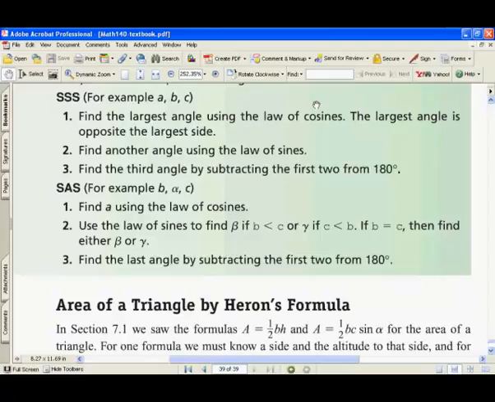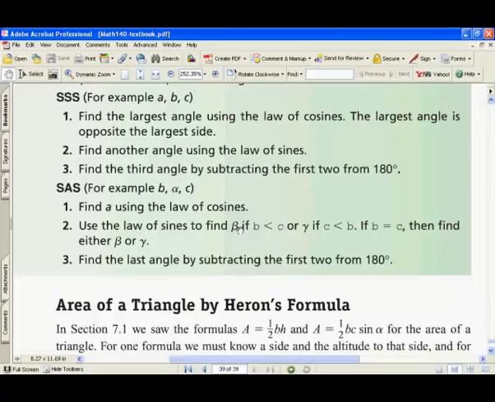Let's look at this procedure for the case SAS. So if you know the sides B and C, also the angle alpha, step 1, find A using the law of cosines. Okay, we just did this, right? And step 2, use the law of sines to find beta if B is less than C. So in this case, alpha is known. You need to find the beta and the gamma.